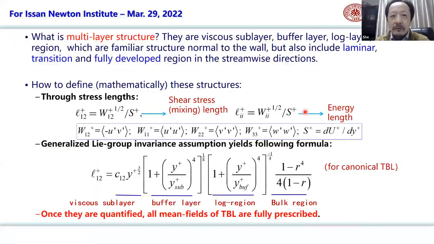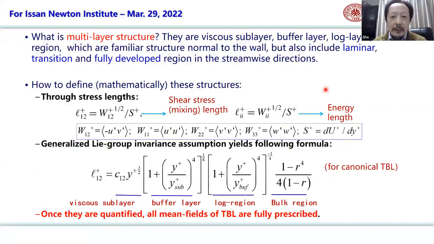So what is the multi-layer structure? They are simply the viscous sublayer, buffer layer, log layer, and the bulk region, which are familiar structures normal to the wall, but also include the laminar, transition, and fully developed regions in the streamwise direction. So there are two directions. We're talking about a two-dimensional developing TBL.